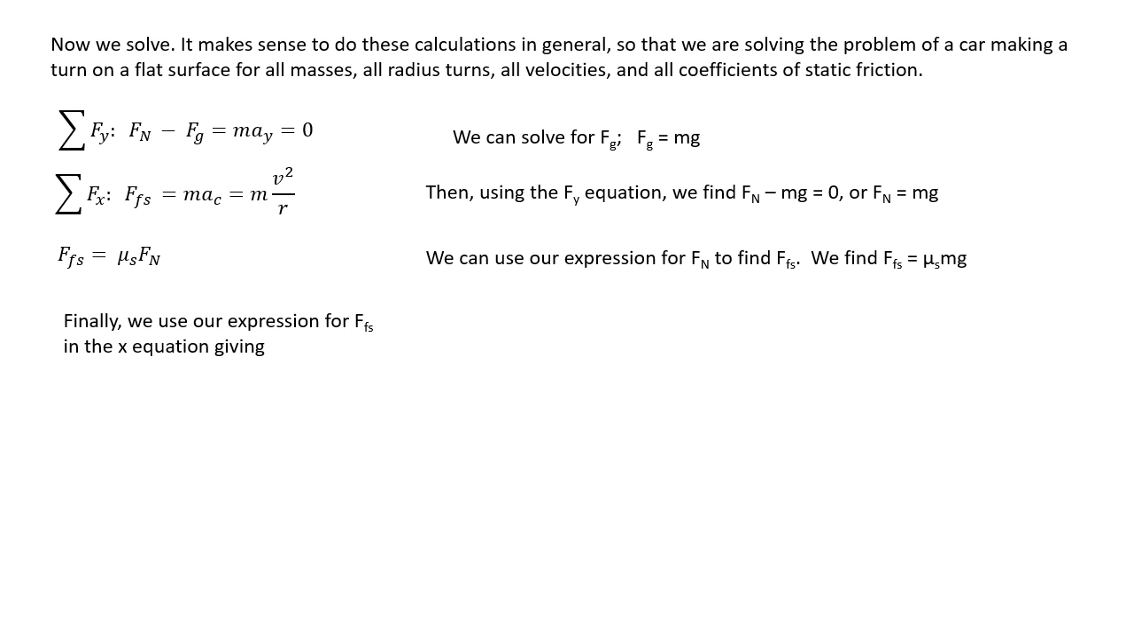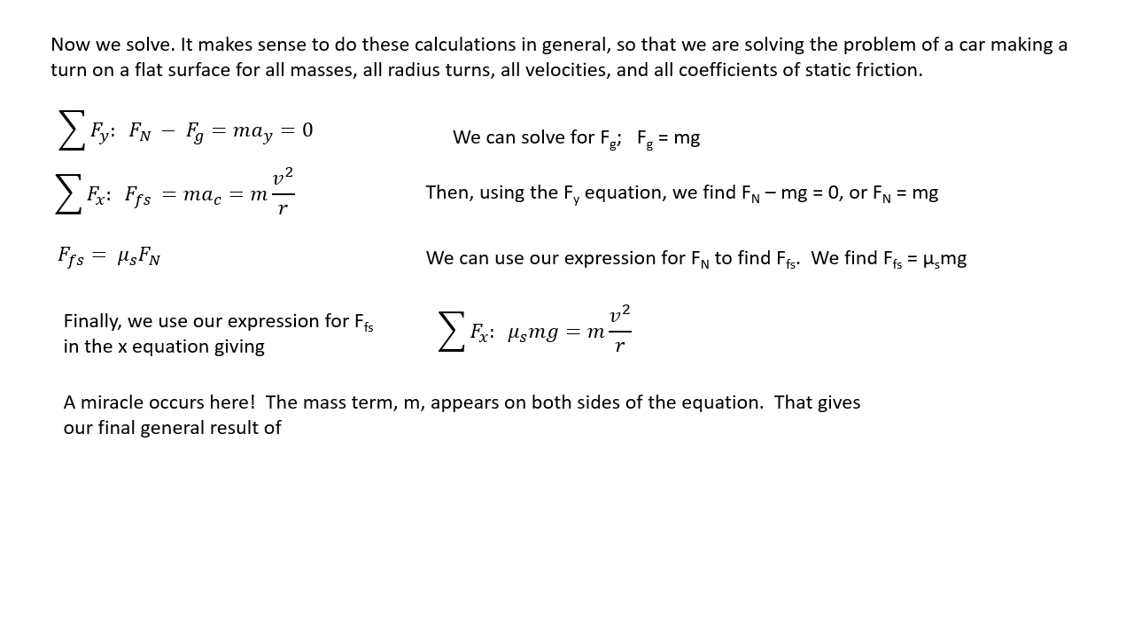Finally, using our expression for the frictional force in the x equation, I get the following result. mu_s mg is equal to m v squared over r. Here's where a miracle occurs. Notice that the mass, m, appears on both sides of the equation. I can cancel them out, eliminate it from the equation. That should make sense. When you go around a turn, if you've ever seen speed limit signs for turns, it's not dependent upon mass. Mass must cancel out. It can't be an important part.